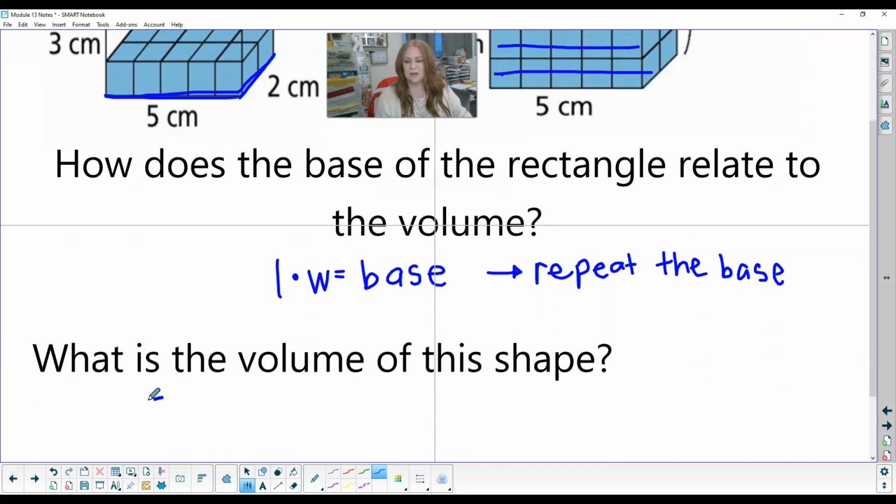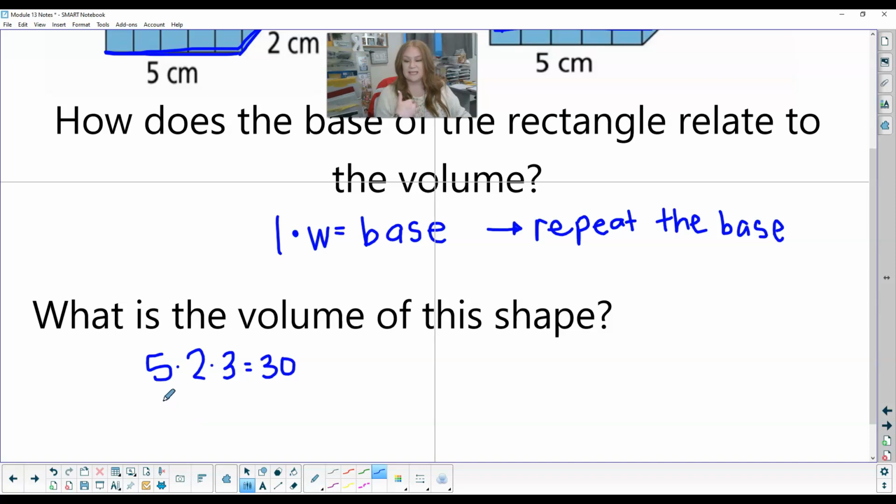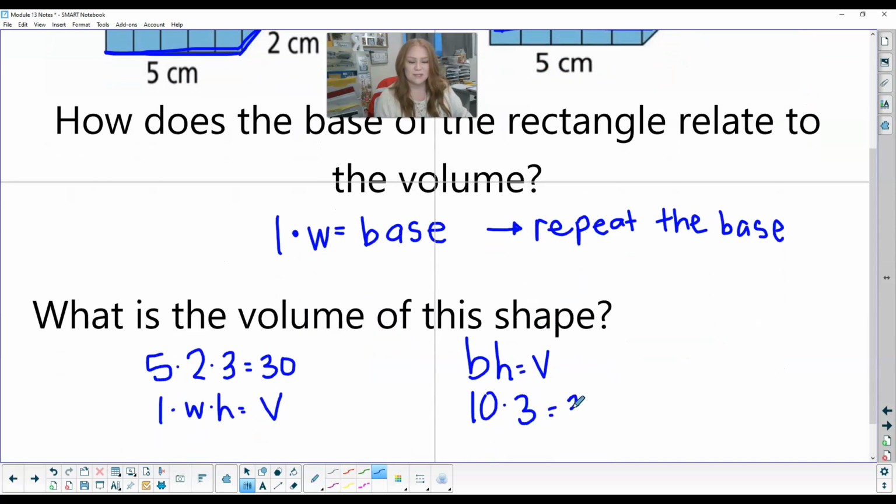We could solve this by doing 5 times 2 times 3. 5 times 2 is 10, times 3 is 30. This is length times width times height is the volume. So there's one way to do it. Or we could do the base times the height equals the volume. The base of this is 10 times the height of 3 levels equals 30.